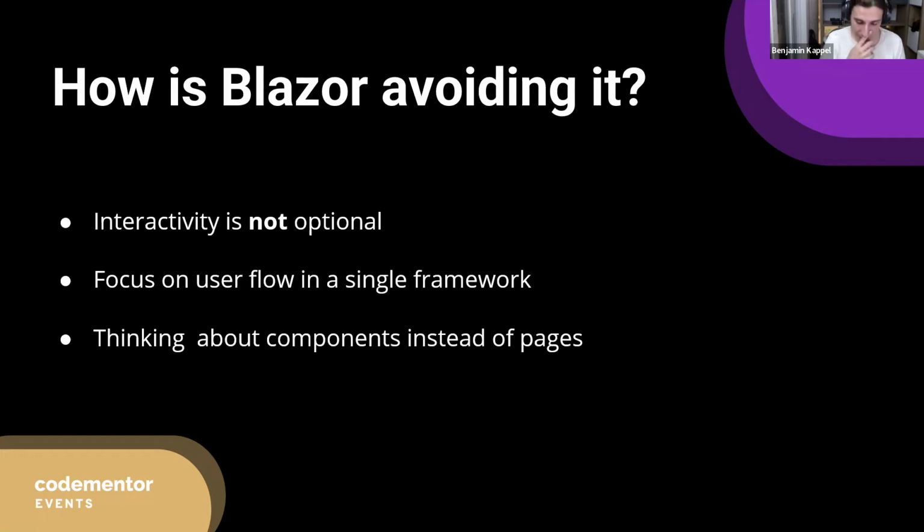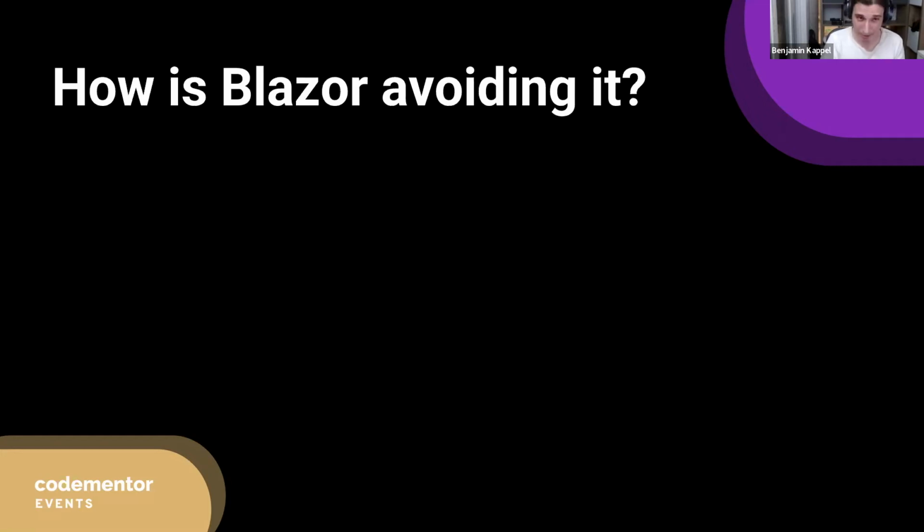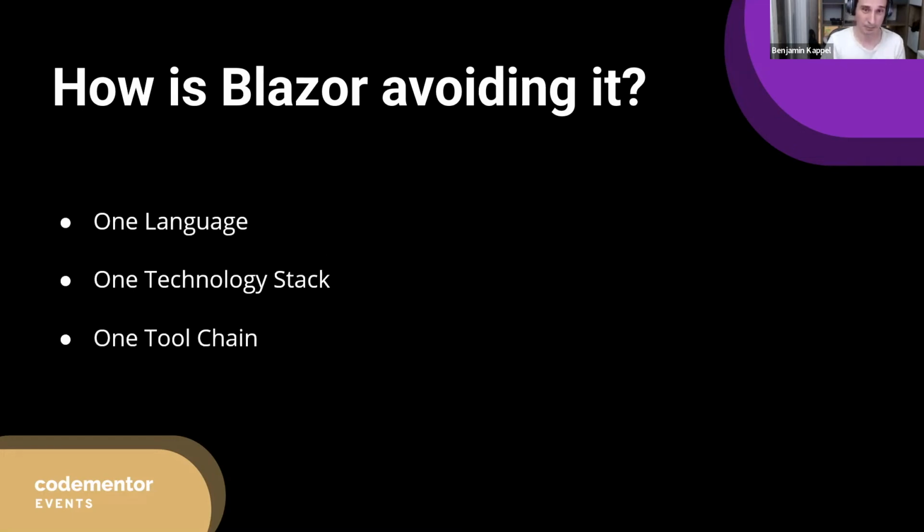And what Blazor does, Blazor doesn't think about a single page, so what the user can see. It thinks about components. So pages are made of components, and the components themselves are smaller and therefore more manageable. But most importantly, and I know I've said it before, it breaks down to the same points as in our first case study. We use one language, one technology stack, and one toolchain.